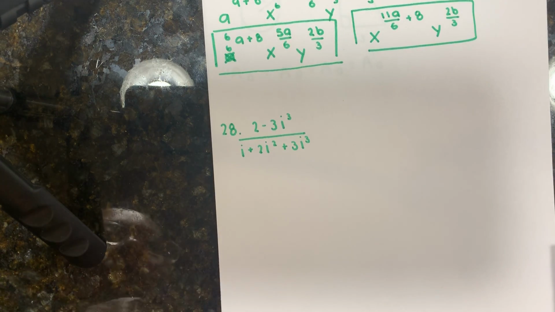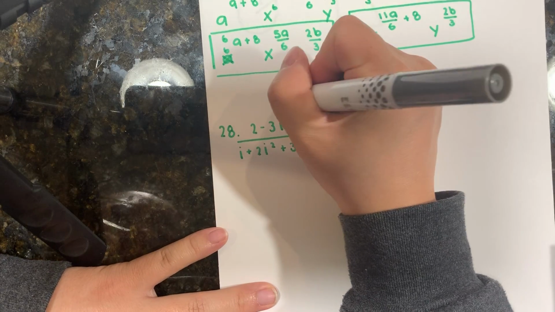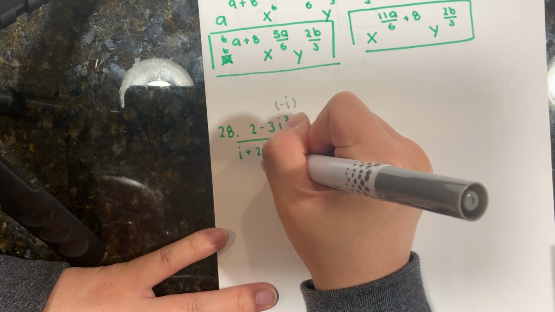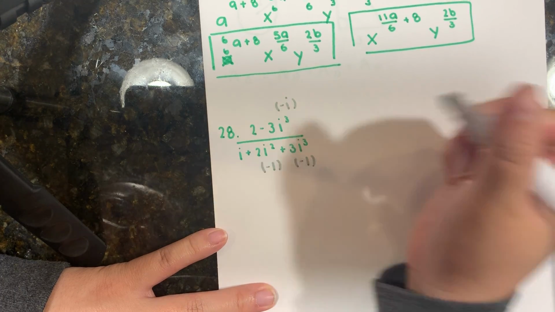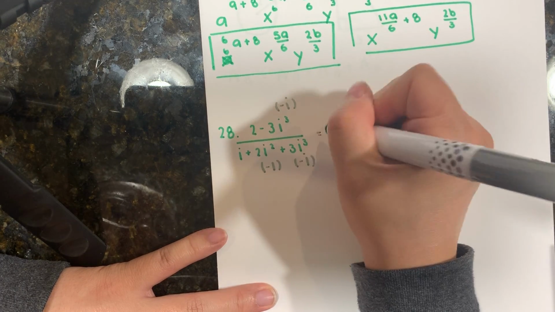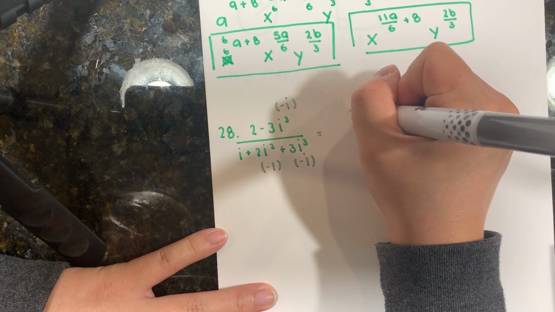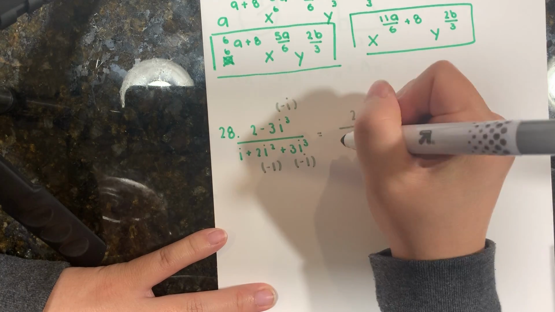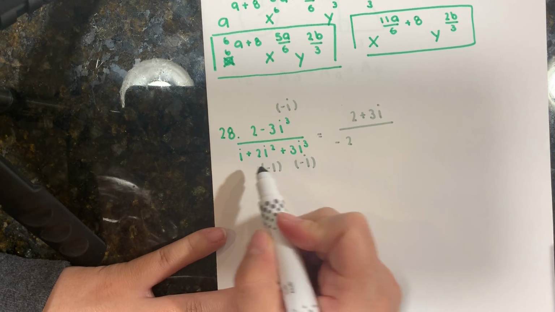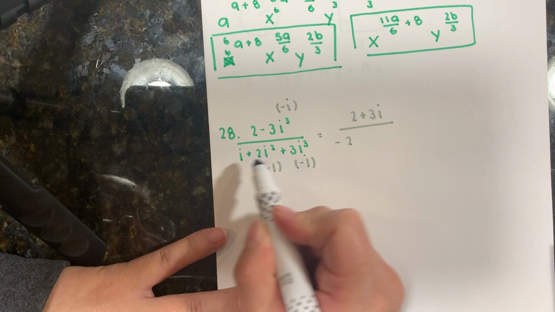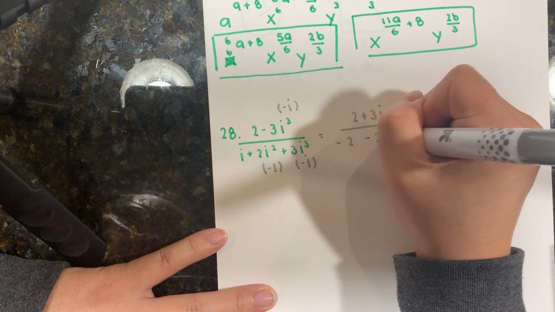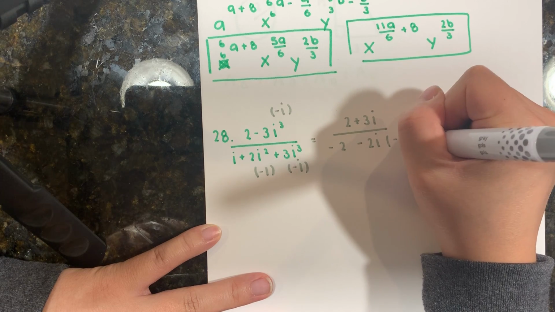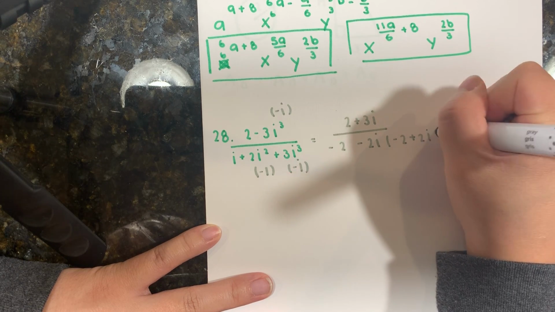Now for number 28, we know that i cubed is equal to negative i, and i squared is equal to negative 1. So this would become 2 plus 3i in the numerator. In the denominator, I have negative 2, and then negative 3i plus i would be negative 2i. So when I multiply top and bottom, I would multiply it by -2 plus 2i.